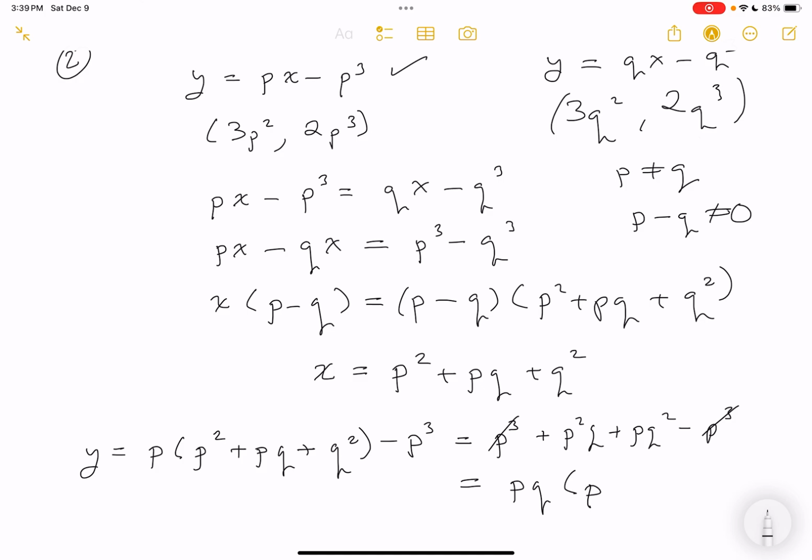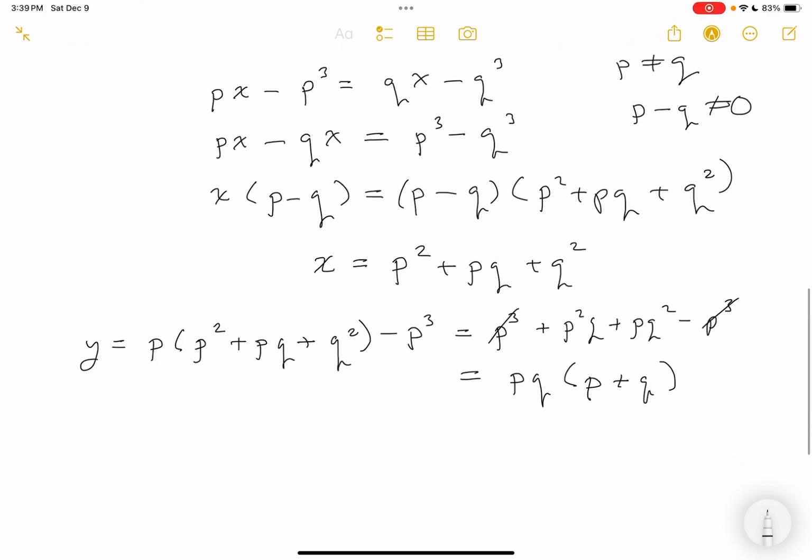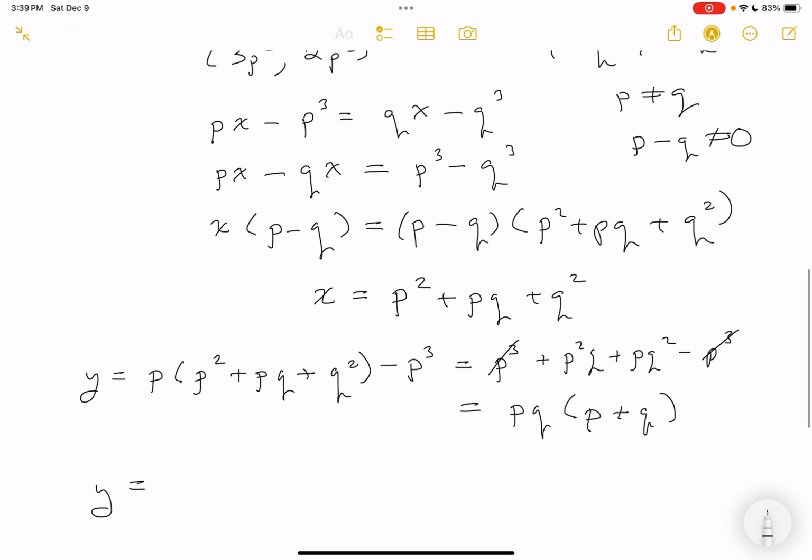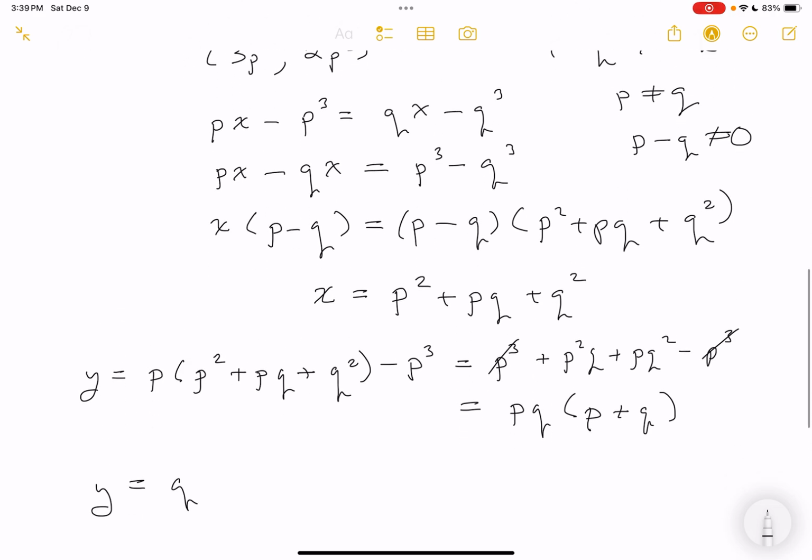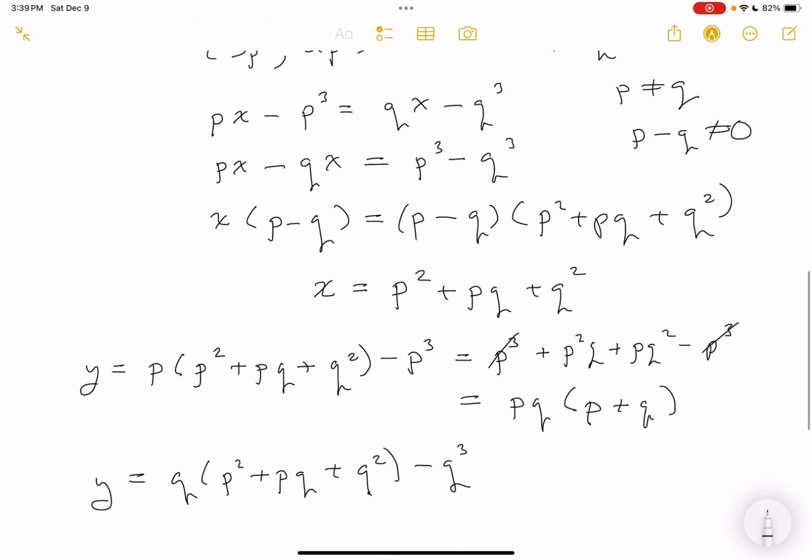You would get p plus q, right? I want to try the other equation too, because I am a little doubtful that maybe I made a mistake somewhere. The other equation is going to be q. And what's the x going to be? P squared plus pq plus q squared. And that's going to be minus q cubed. It looks remarkably similar, doesn't it?